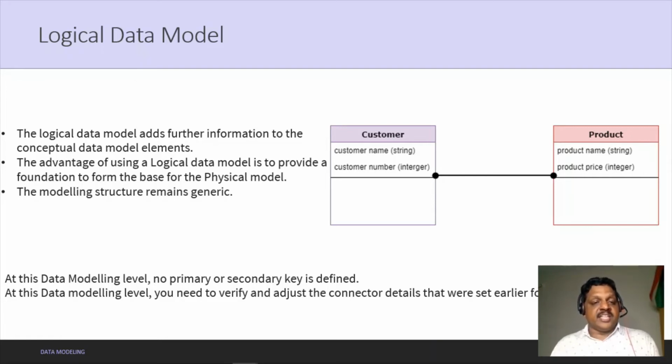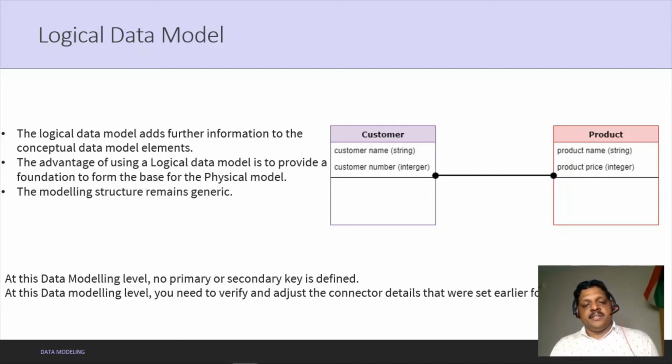It should be in physical, right? At this data model level, you need to verify and adjust the connector details that were set earlier for relationship. You know, in the conceptual, we told there is entity, there is attributes, and there is relationship. But in the logical model, we need to verify if the relationship set there is right or not.